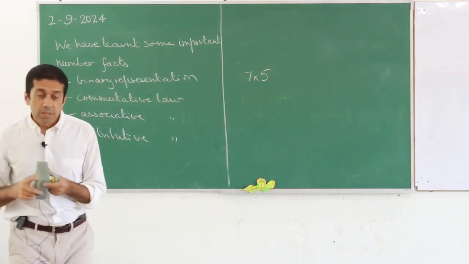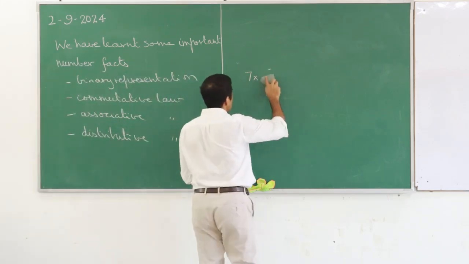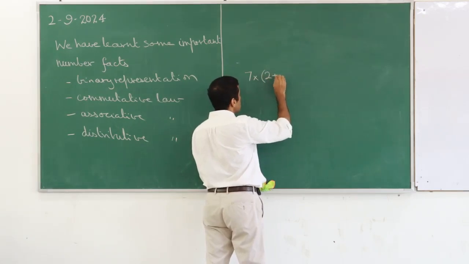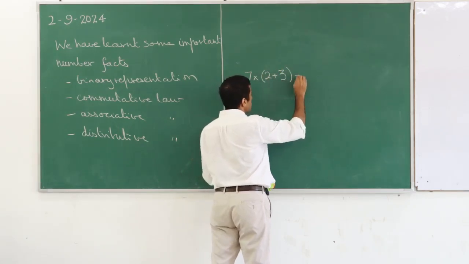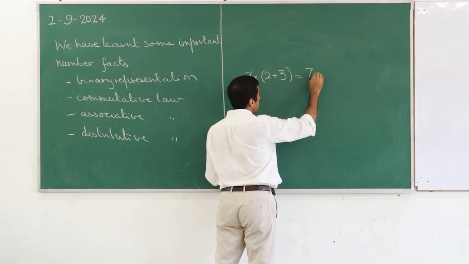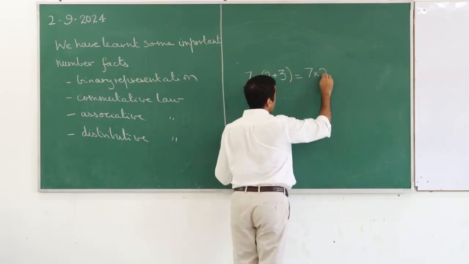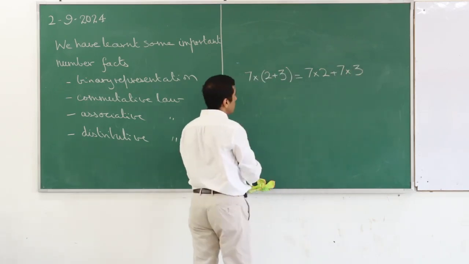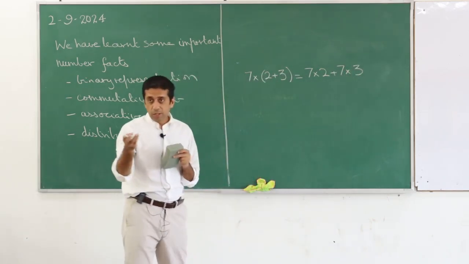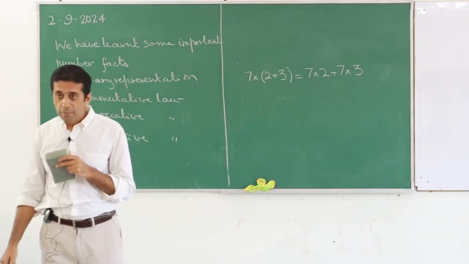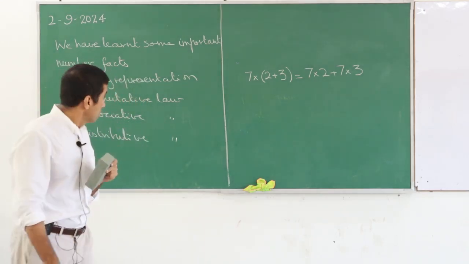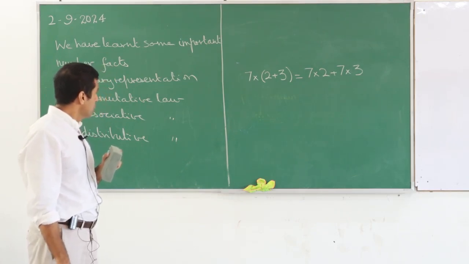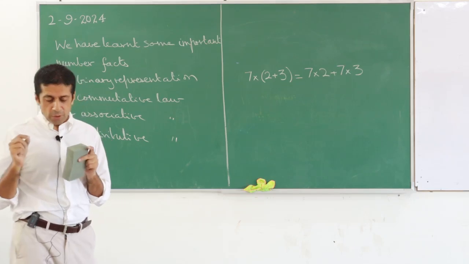7 into 2 plus 3. So I'm going to write down 7 into 2 plus 3 is equal to 7 into 2 plus 7 into 3. So 7 is a big number. That's fine. We'll have to deal with it. Now tell me a story that convinces me it's true. Two boys having 7 cookies and 3 girls having 7 cookies. So this is how you would start.